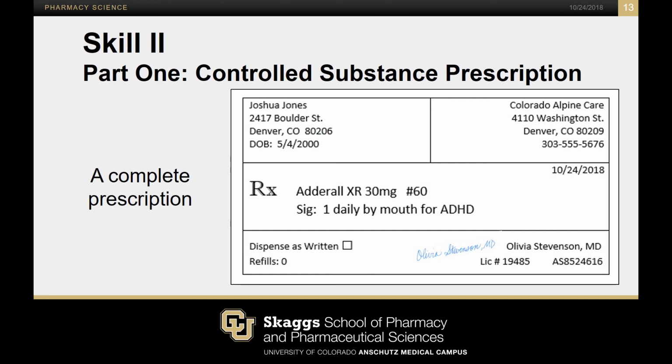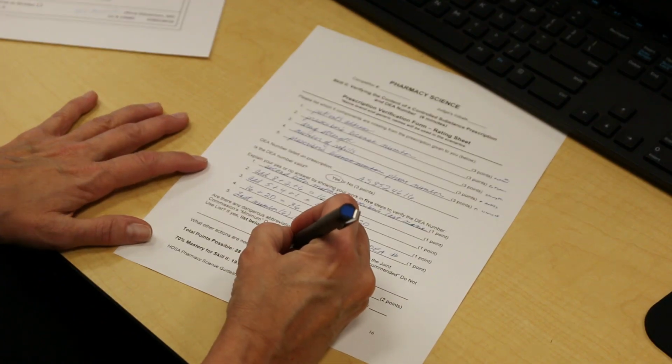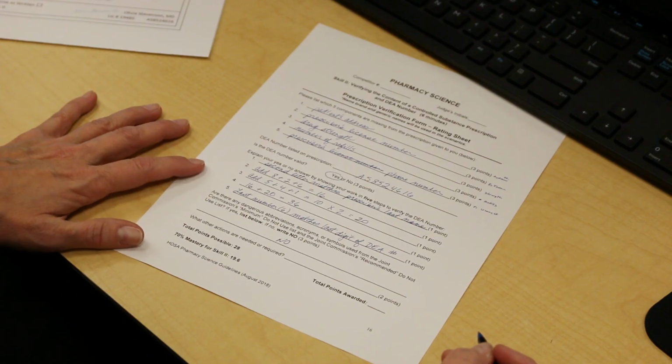Now you also need to look at the prescription again to make sure there are no invalid acronyms, dangerous abbreviations, or symbols. And if there are any, you need to record what they are. If there are not any abbreviations or symbols that can't be used, you write no.